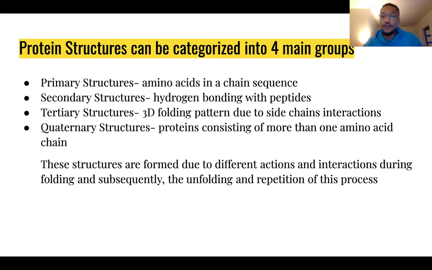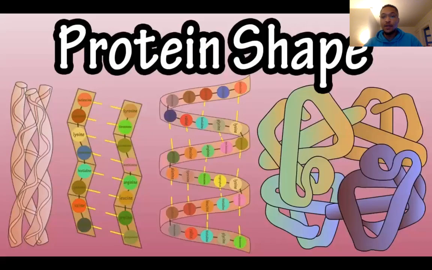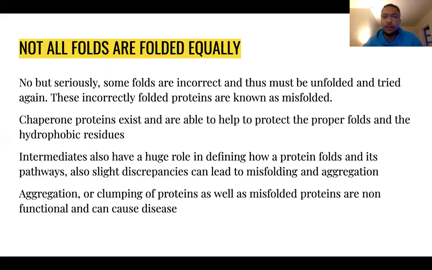And these structures are formed due to different actions and interactions during the folding and subsequently the unfolding and repetition of this process. So we have different protein shapes. Of course, we have our primary, our secondary, our tertiary, and our quaternary. As you can see, there are multiple.